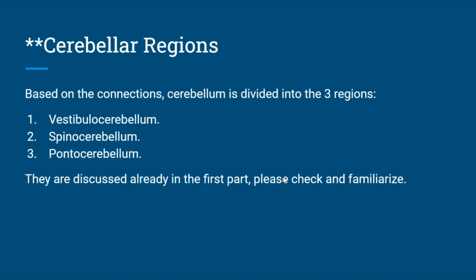In the previous part, we have already discussed that based on connections, the cerebellum is divided into three regions. We have the vestibulocerebellum, which is present in the midline. Then we have the spinocerebellum, and then we have the pontocerebellum. They were already discussed in the first part, so please check the first part and familiarize yourself with the afferent and efferent fibers that enter into these regions and leave from there.